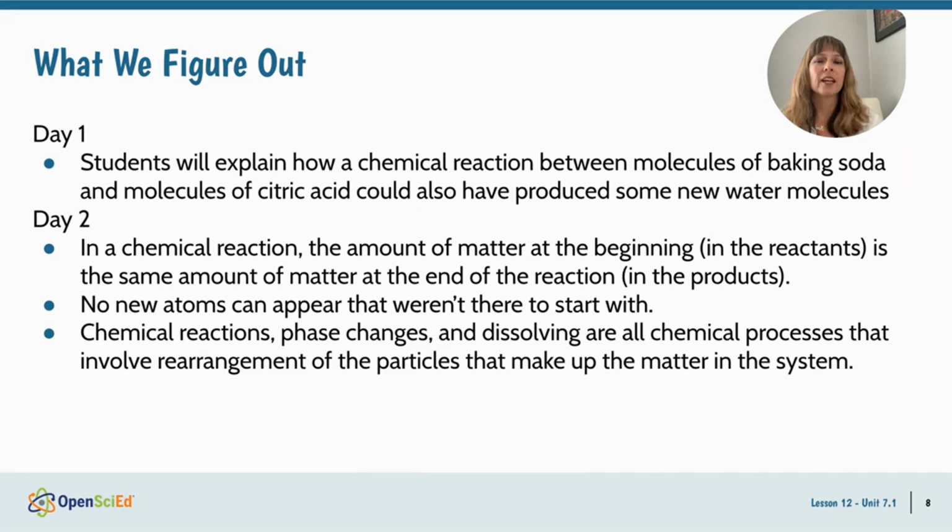So as you can see, on day 1, students explain how a chemical reaction between molecules of baking soda and citric acid could have produced some new water molecules. Then on day 2, they'll figure out that in a chemical reaction, the amount of matter at the beginning is the same amount of matter at the end of a chemical reaction. No new atoms can appear that weren't there to start with, and chemical reactions, phase changes, and dissolving are all chemical processes that involve rearranging particles.